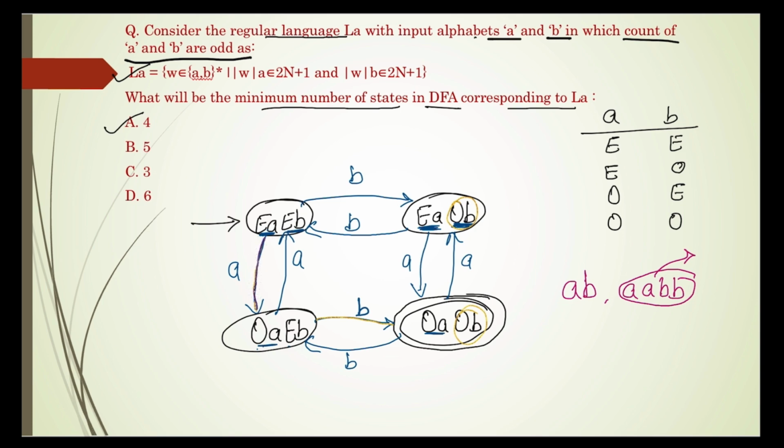So a, a, b, b. Yes, we are not reaching the final state. It means this DFA is correct. We will take one more string where they both are odd.